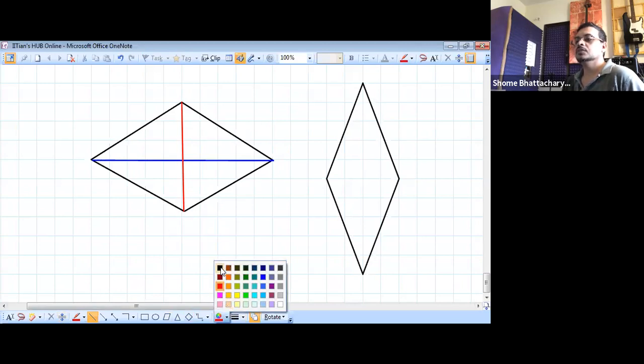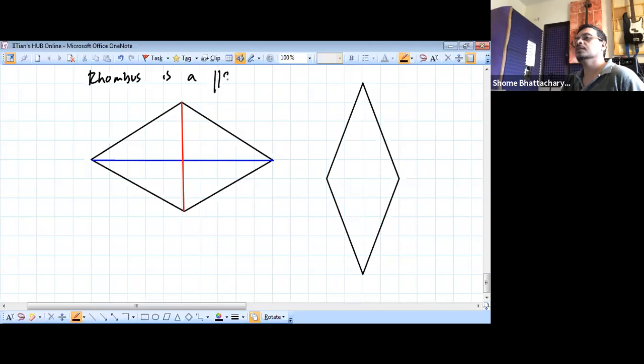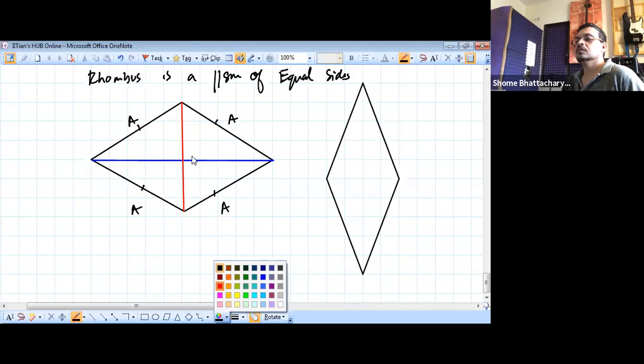A rhombus is basically a parallelogram of equal sides. So if all these four sides are equal, then additionally the diagonals have to cut each other perpendicularly. The diagonals have to bisect each other, so this has to be equal to this. This has to be cut in two equal halves. This diagonal will also be bisected by the other diagonal. So that also has to happen.